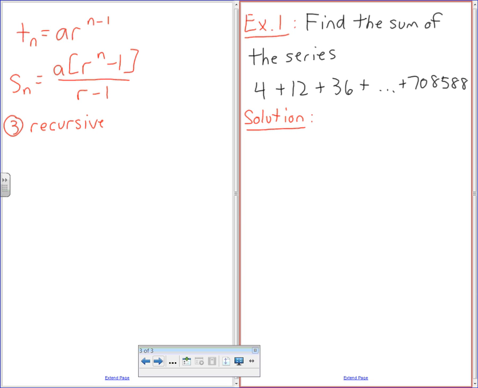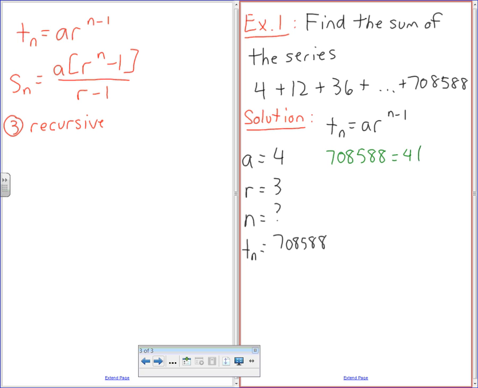Okay, this is a geometric series. As well, we don't know the number of terms, so we're going to have to start with this, and then sub in the numbers. So I'm going to say a is equal to 4, r is equal to 3, n is equal to question mark, and Tn is equal to 708 588. In between, I'm going to solve this equation. So it's going to say 708 588 equals 4 times 3 to the n minus 1.